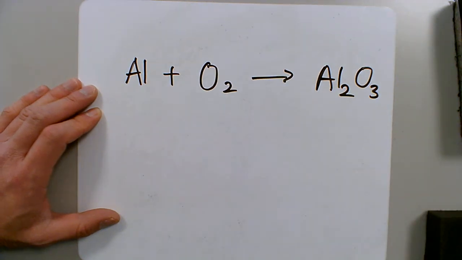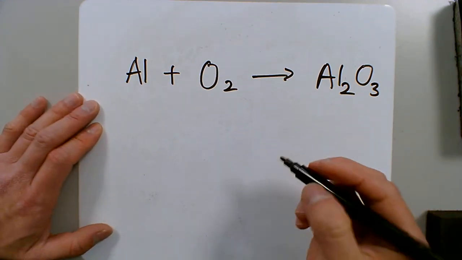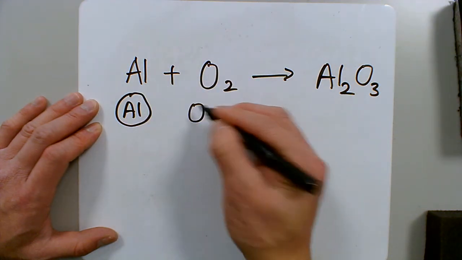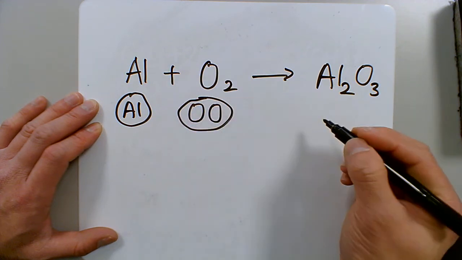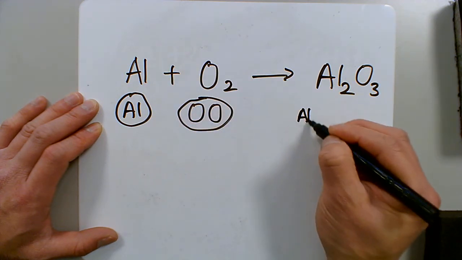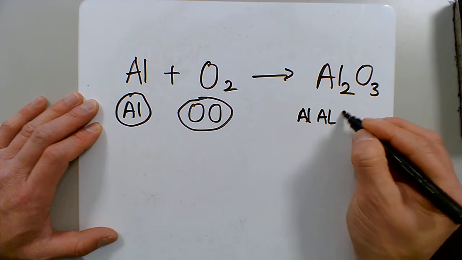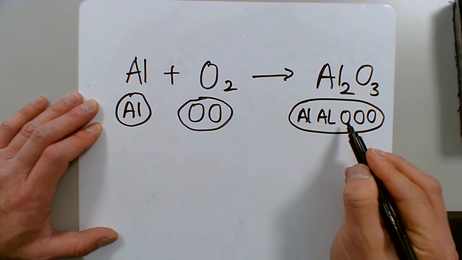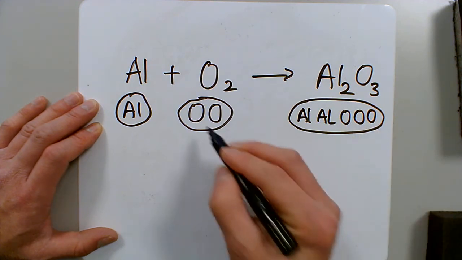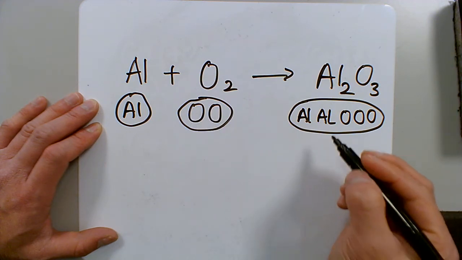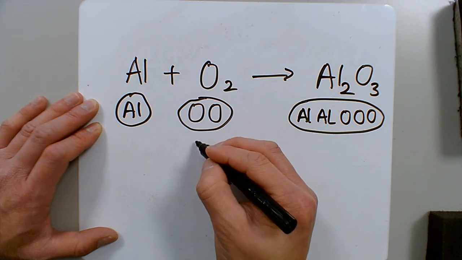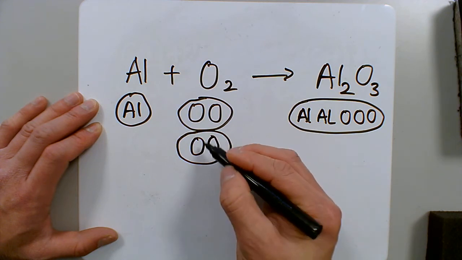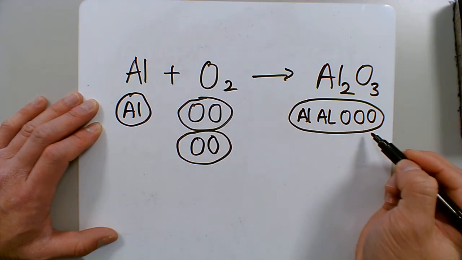Okay, so hopefully you've had a go at balancing the equation. So let's go through this together. Let's put our atoms inside these bubbles. So we've got aluminium, aluminium, and 3 oxygens. At the moment we have 3 oxygens on the right and we've got 2 on the left. So we need to balance this out. What we can do is add another one of these sets, but now we've got 4 and 3.